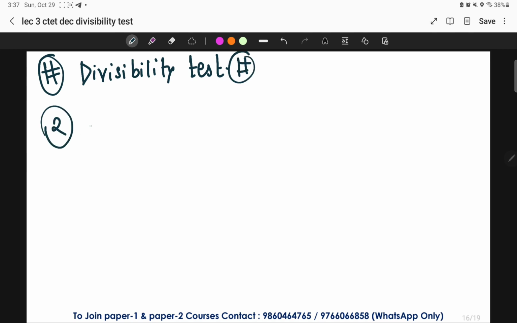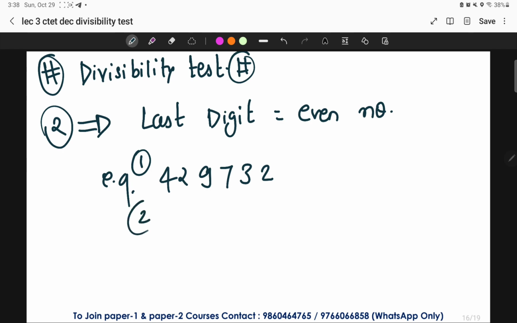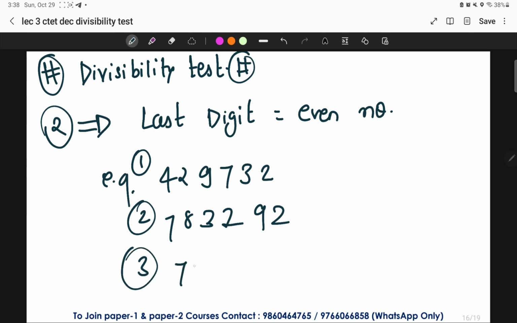Whenever we talk about the divisibility test of 2, friends, you just have to look at the last digit. If the last digit is an even number, then we are going to say that particular number is divisible by 2. Okay, example 1: 429732. Example 2: 783292. Example 3.